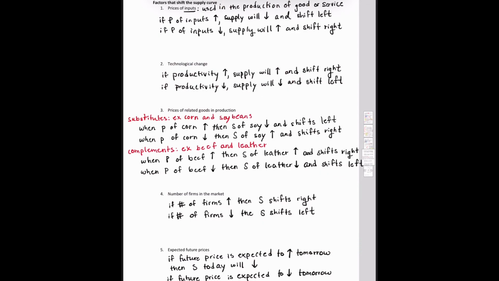Okay. So just like we had factors that shift the demand curve, we have factors that shift the supply curve. Price of inputs, technological change, price of related goods in production, number of firms in the market, expected future prices. With factors that shift the supply curve, we want to still think about production. So what about prices of inputs? These are used in the production of a good or service.